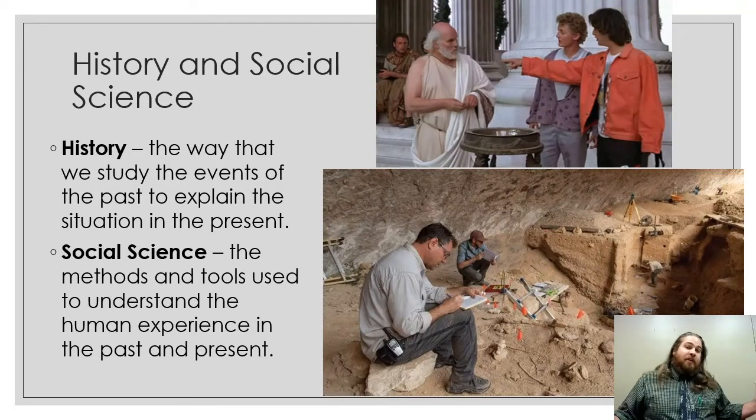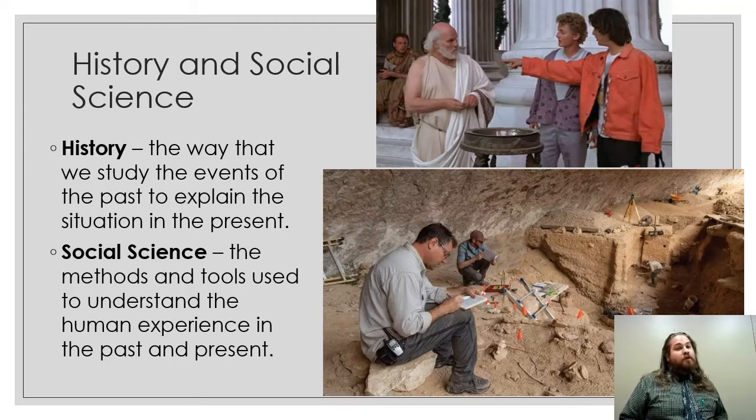So I guess we'll start off the year by talking about what are we going to be doing in class? What is history? What is social science? And so the way we understand history is very, very simple. History is the way that we study the events of the past in order to explain the present. Think about who you are today as a junior or a senior in high school. Imagine now all the things that led to that point, all of your experiences, your beliefs. That is what we're talking about when we're talking about history.